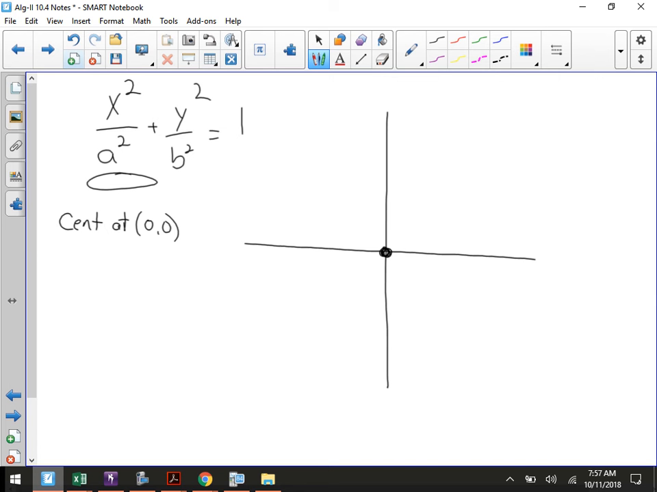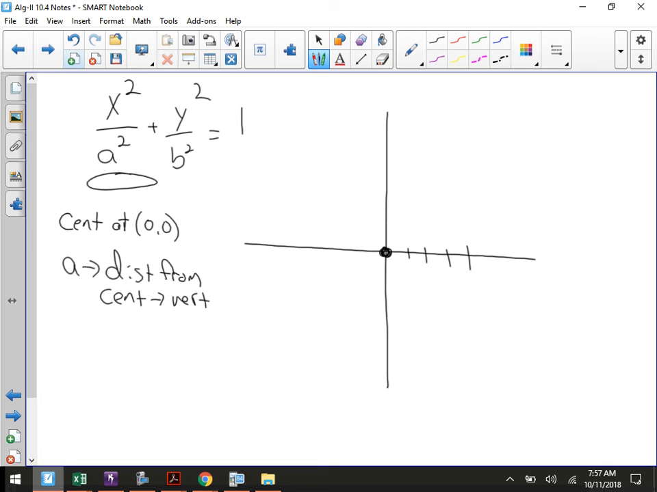That way you'll remember that your vertices go left and right. Your co-vertices will go up and down. This value of a is the distance. Notice it's not a squared, it's a, so we'll take square roots here. It is the distance from the center to the vertex.